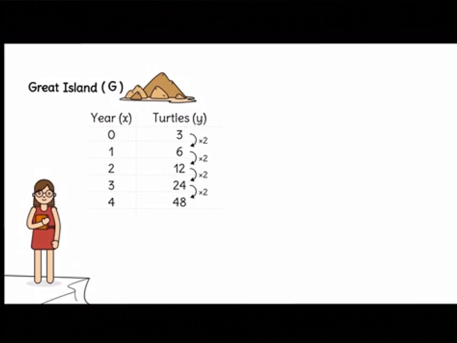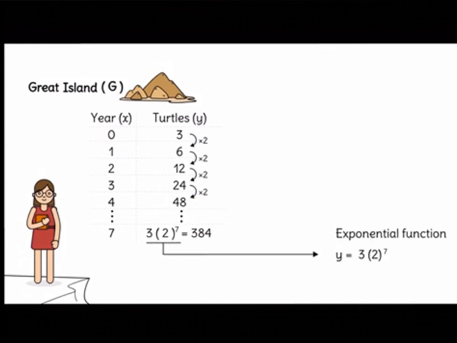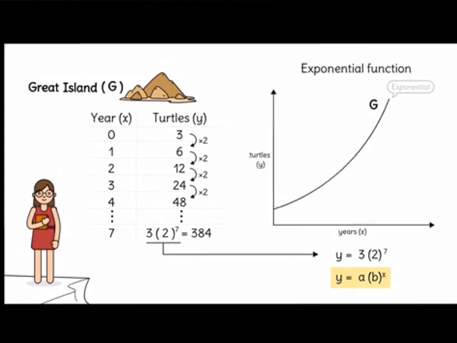Here the turtles appear to be doubling every year. So instead of adding a constant amount, we have an annual multiplier, times 2. For example, to find the turtles for year 7, we multiply the 3 turtles we started with times 2, 7 times. We can use an exponent to write that. Wow, that sure looks like an exponential function, y equals a times b to the x. Sally is on it. And here's the graph of the function.